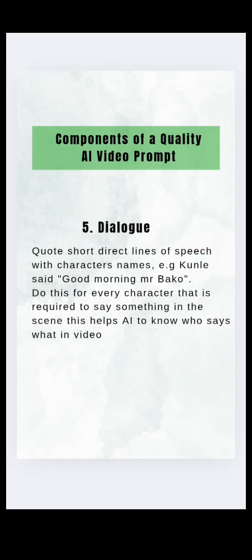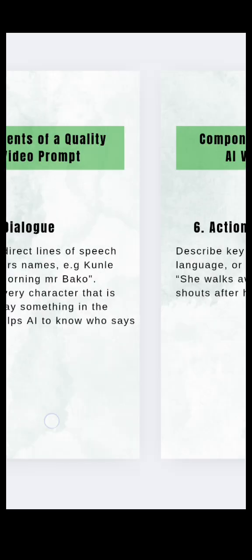You understand? The next one here is the dialogue, exactly what they are going to be saying. So this is very, very important. It's a quote, a short, direct line of speech with the character's name. Okay, for example, Kunle said. You see, Kunle said, the AI will know that this thing that is inside quotes, this good morning, Mr. Bako, that's inside quotes, it was actually said by Kunle. And it goes ahead to say, do this for every character that is required to say something in the scene. This helps AI to know who says what in the video. So be specific with what each of the characters is saying.